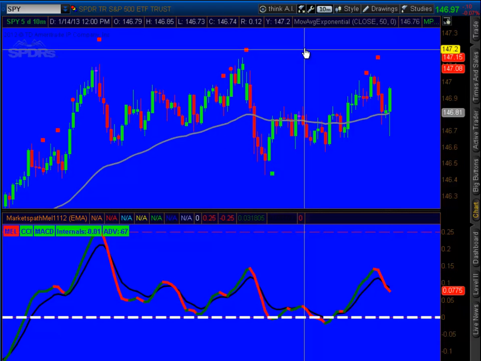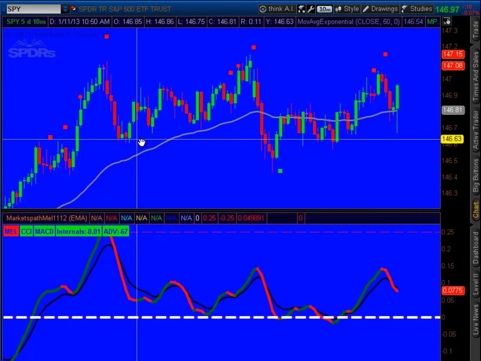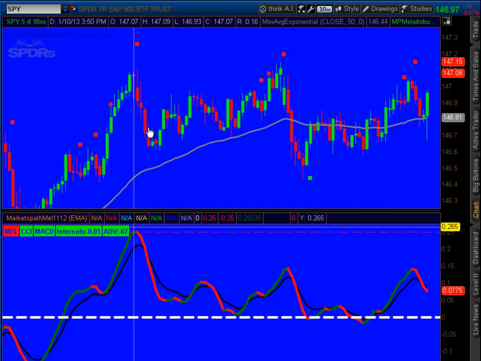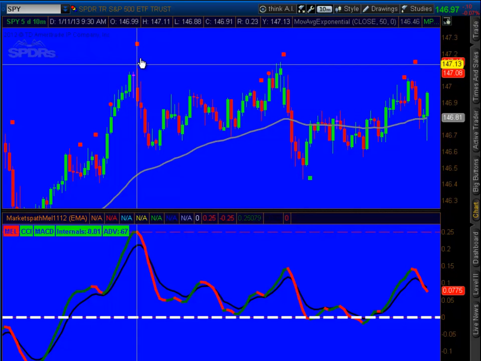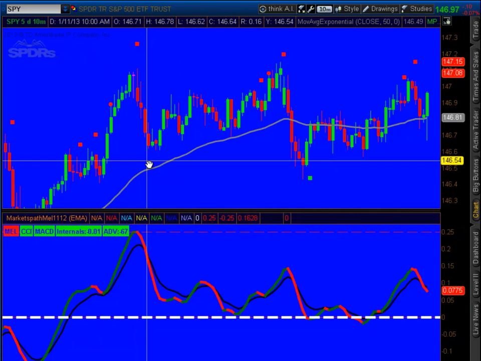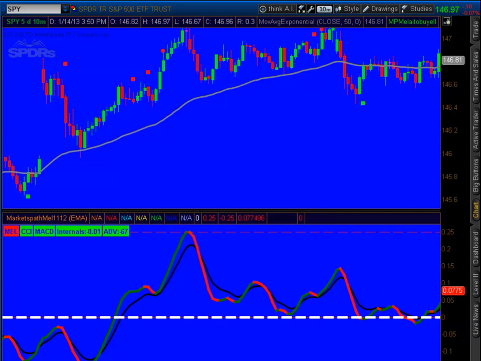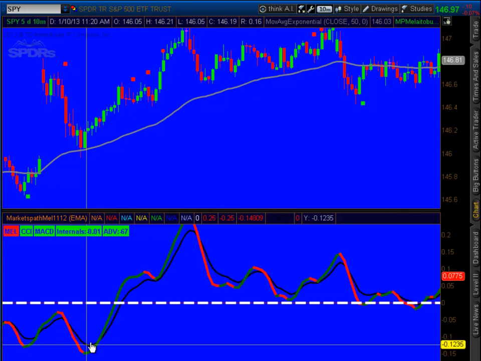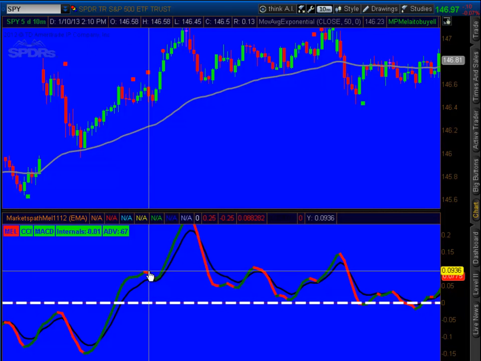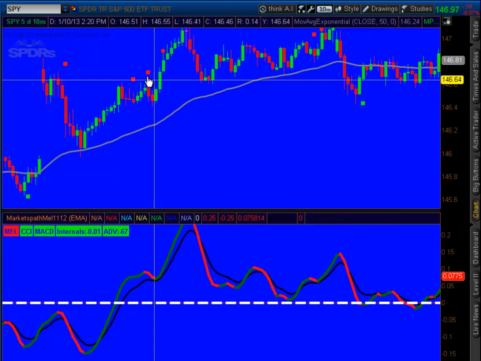But the main thing is just noticing where these signals are getting triggered, where the Mel system is turning red. Usually when these things happen, we get turns. So I think a good example of how to use the Mel system is, you can see here we have a solid green move up. Here, just above the 50 line, we got a red bar.